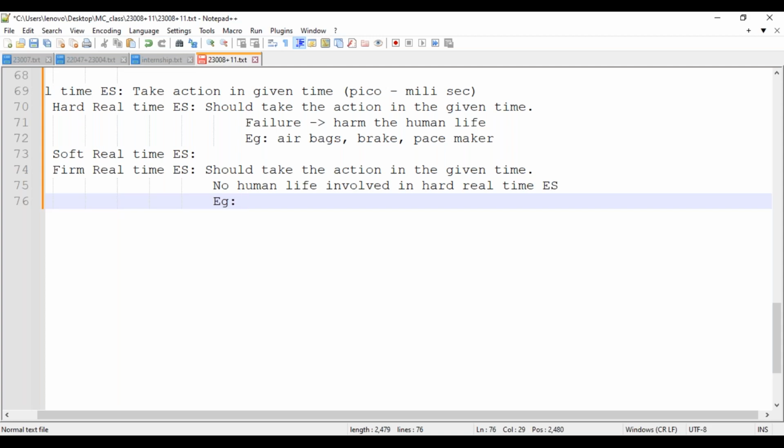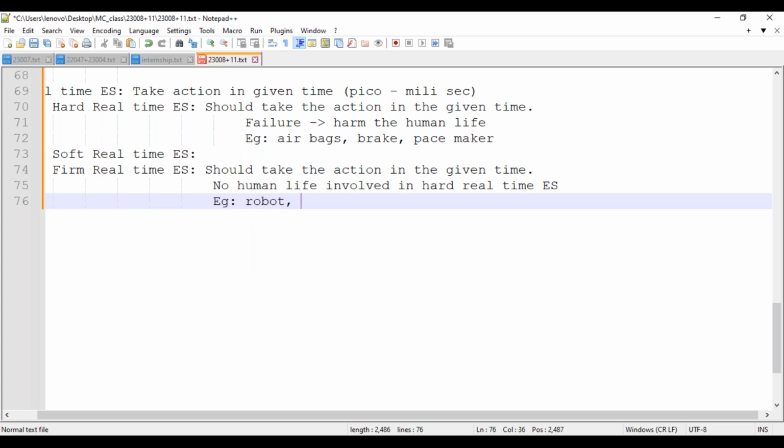It is not like it has to take the action on time. Sometimes the failures are okay in ATMs. Any other examples? Okay, so that is right.